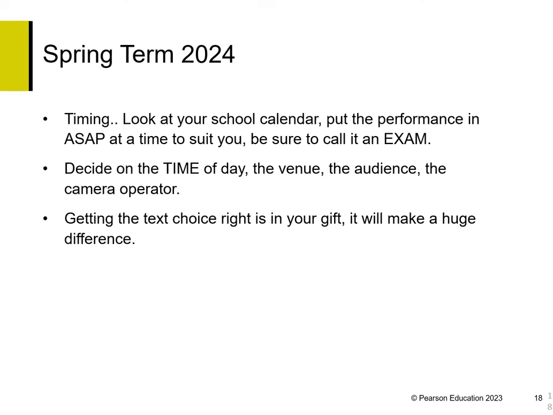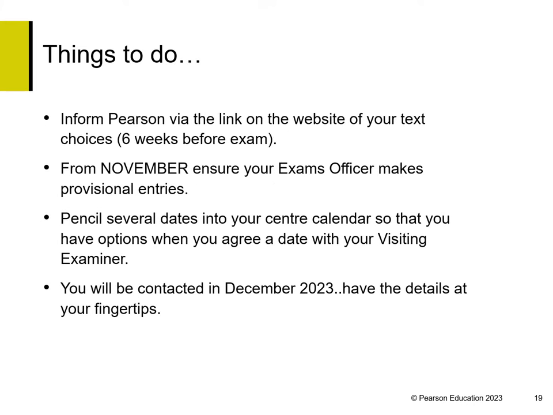But moving on from that, the text choice is in your gift. And it's really important, again, that you're choosing the right texts for your candidates, for your cohort. So before you actually get into the rehearsal room, inform Pearson via the link on our website of your text choices. Now it says a minimum of 6 weeks before the exam, but in actual fact that link is live now. So if you've already decided I'm going to do text A and text B for component two, you could actually submit that now.